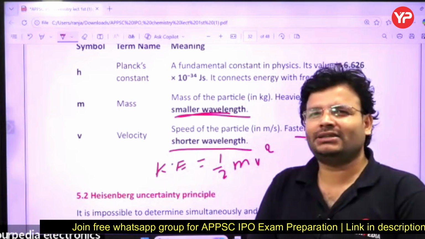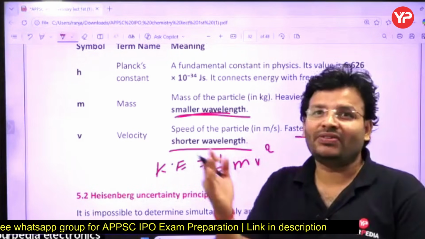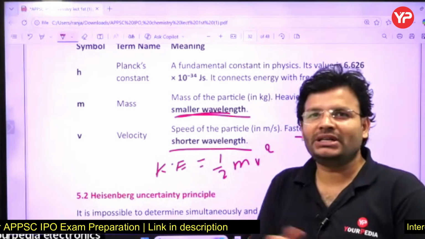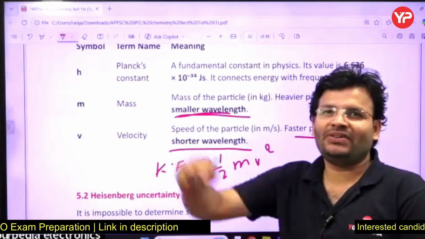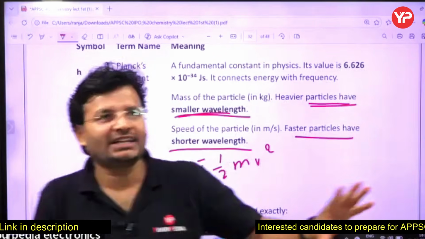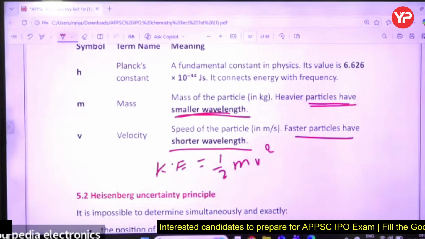So always keep in mind, if any wave has high energy, the meaning is that its wavelength is less. If any wave has low energy, the meaning is that its wavelength is what? High. Tell me, till now every story is cleared?